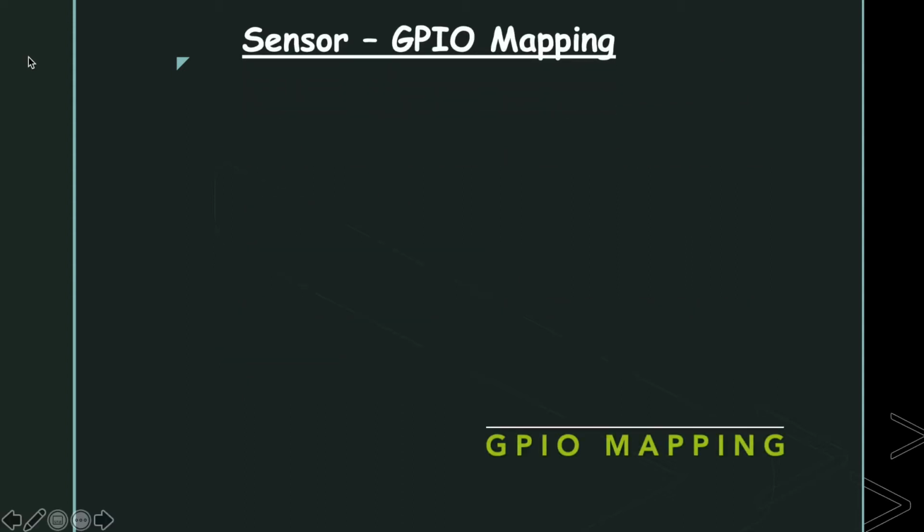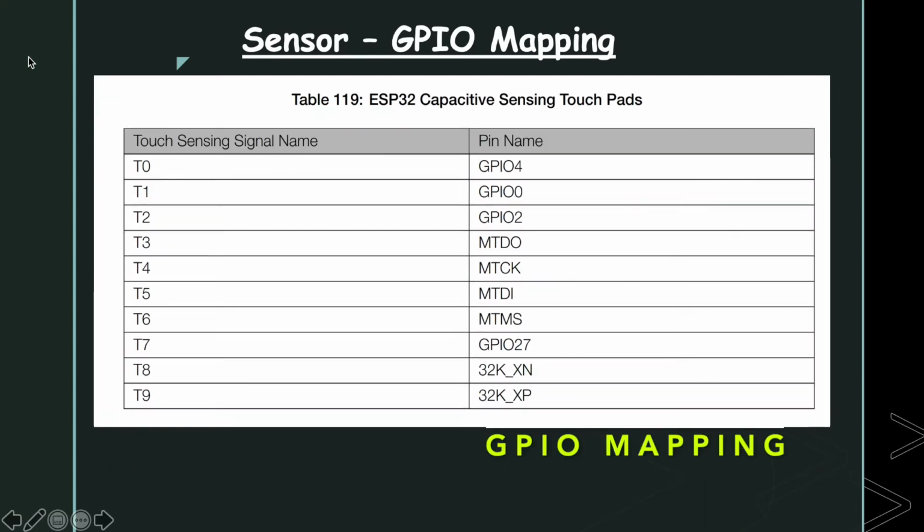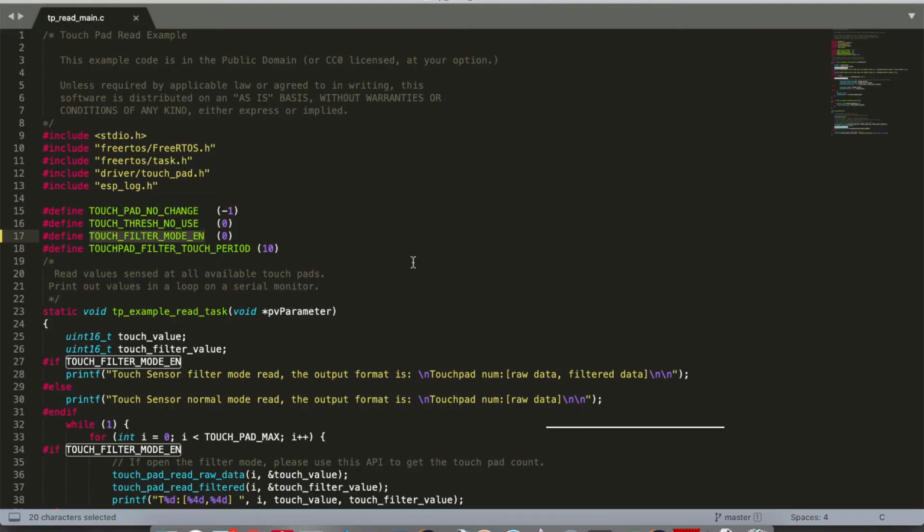In ESP32, we have 10 different touch sensors which are mapped to GPIOs as follows: T0 to GPIO4, and respectively T9 to GPIO32. We will start with the main function.